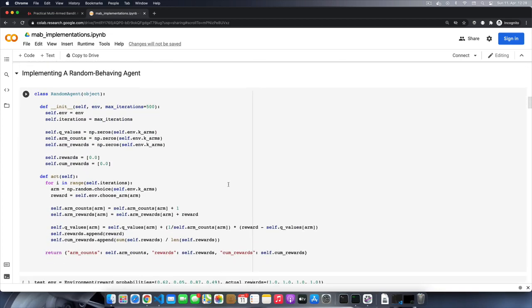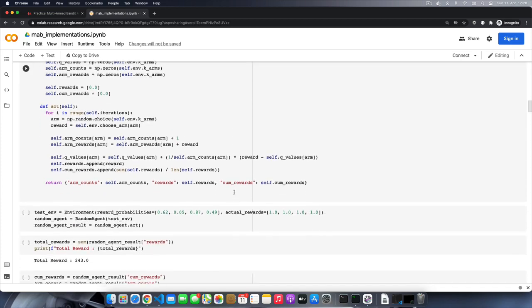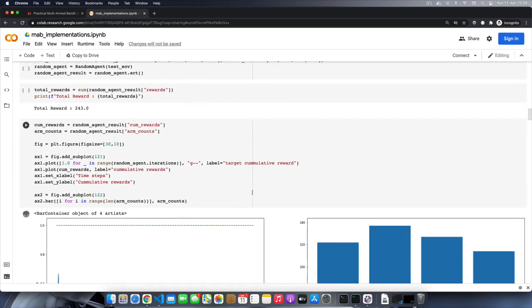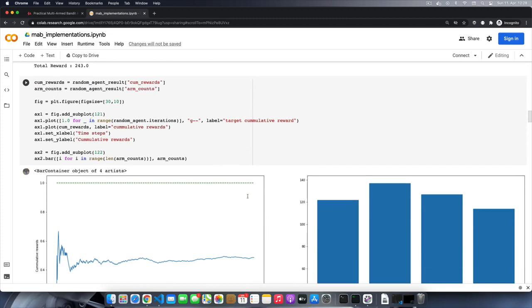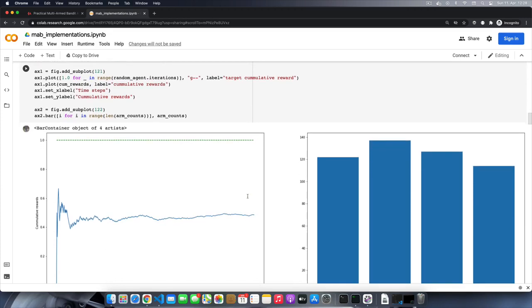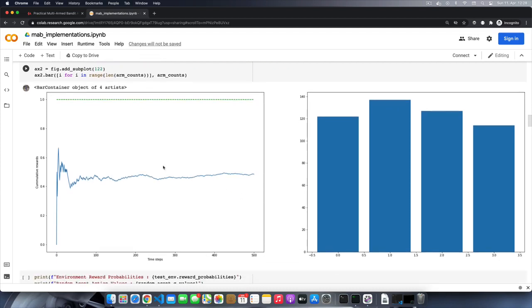Then from there, I build a random agent with you to give you a baseline with which you are going to compare the performance of other algorithms that we implement. The random agent just acts randomly in the environment, and so we don't expect it to get any good reward from the environment. We also make plots side by side for each algorithm that we implement.